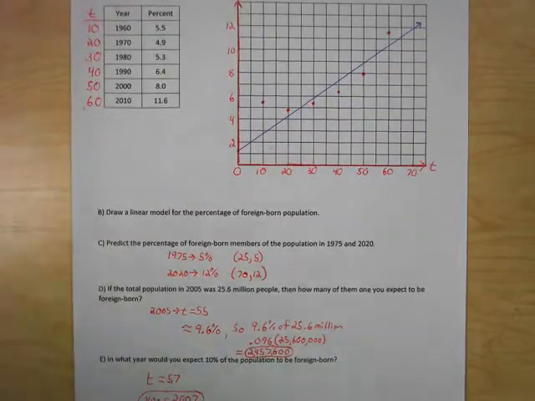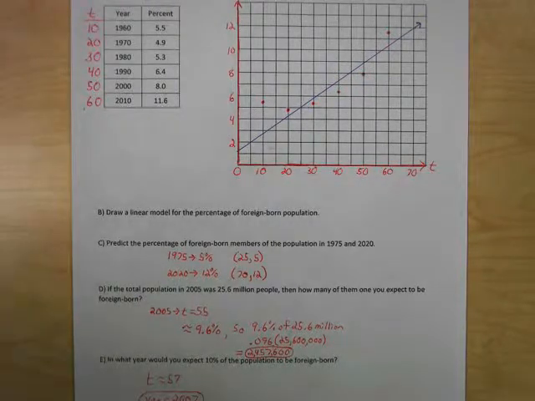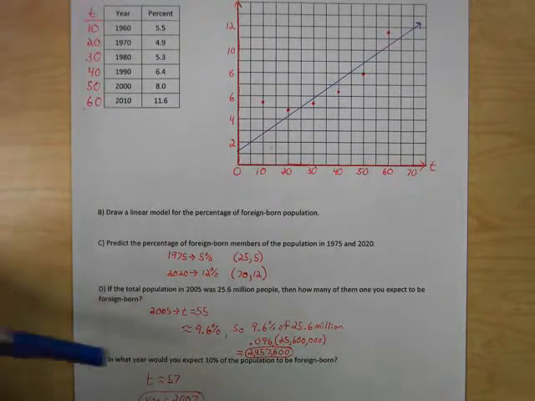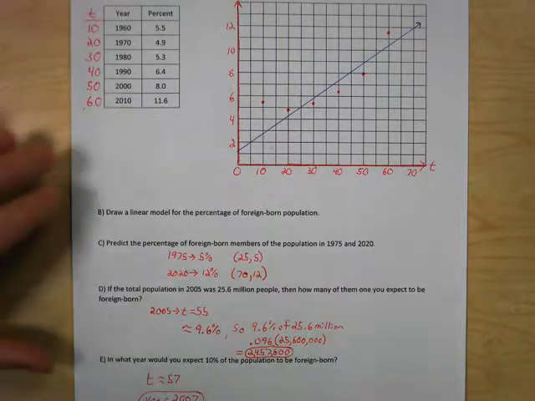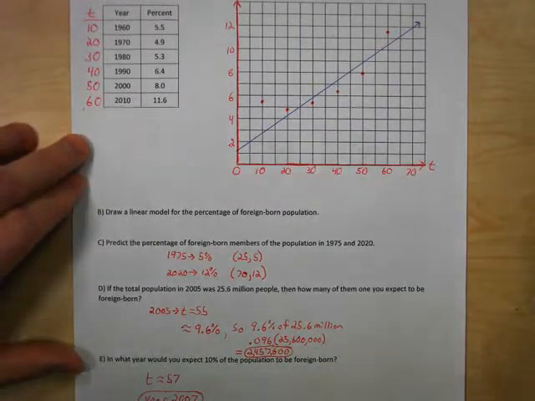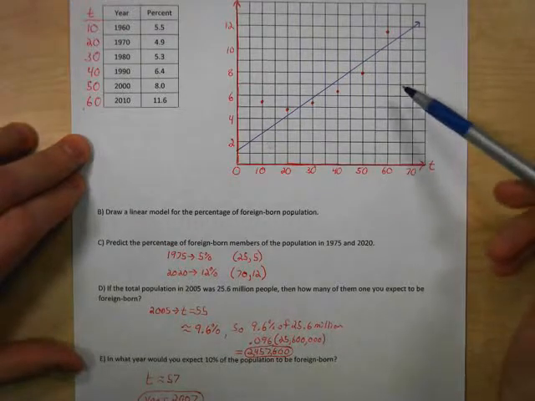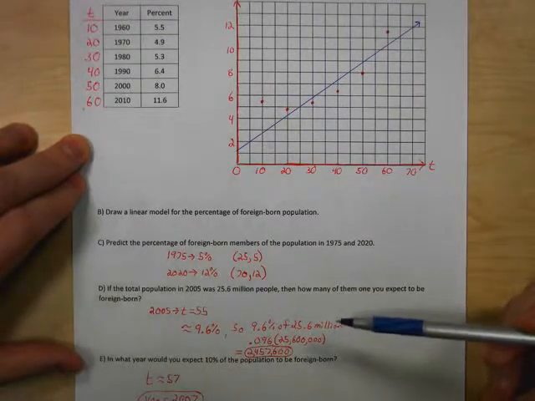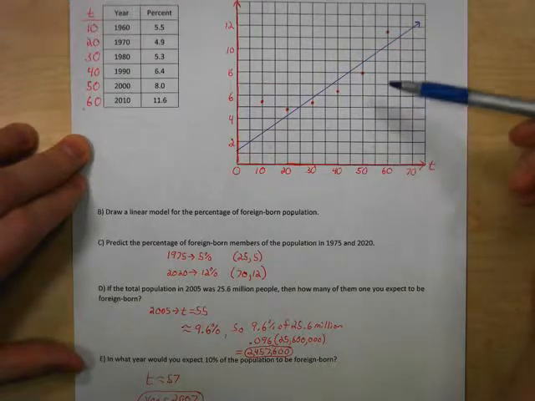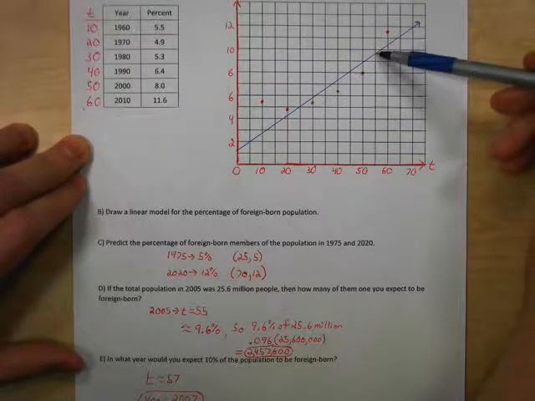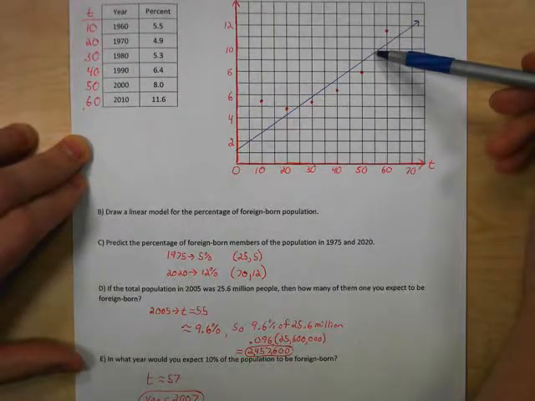Part D, if the total population was 25.6 million people, then how many would you expect to be foreign-born? Well, 2005 is a t-value of 55. So in 2005, a t-value of 55 gives us about 9.6%. So when you look at a t-value of 55, we're right about here. Again, it's going to be a little estimating. And again, pay careful attention that this is my line. Your line may give you a slightly different value.